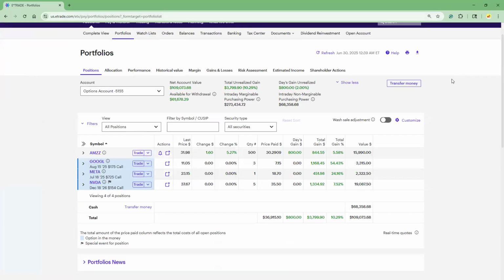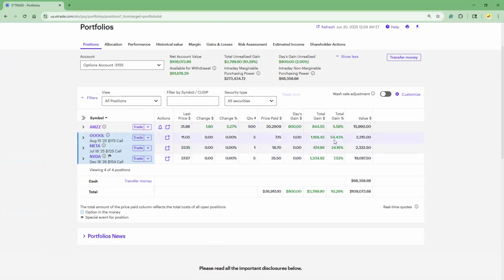Look at this here. I mean, our Google trade is up 54%. With that move it's having overnight, it's going to be up quite a bit. Meta, that trade's going to be up significantly. Nvidia, the AMZZ, which is your 2 times ETF there.